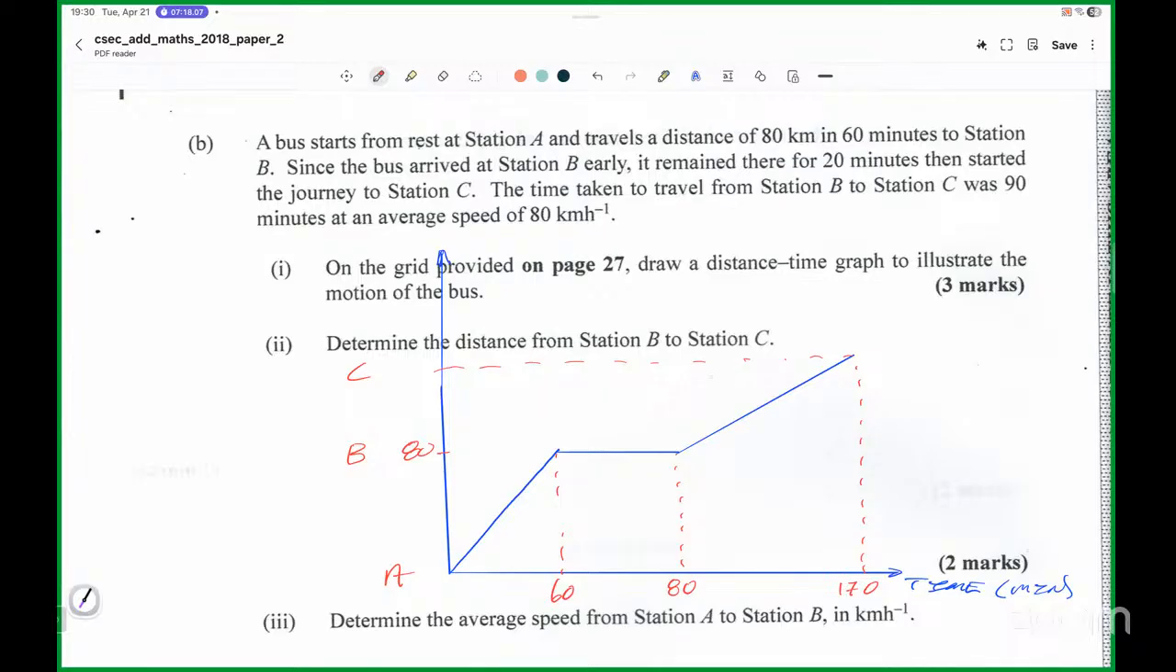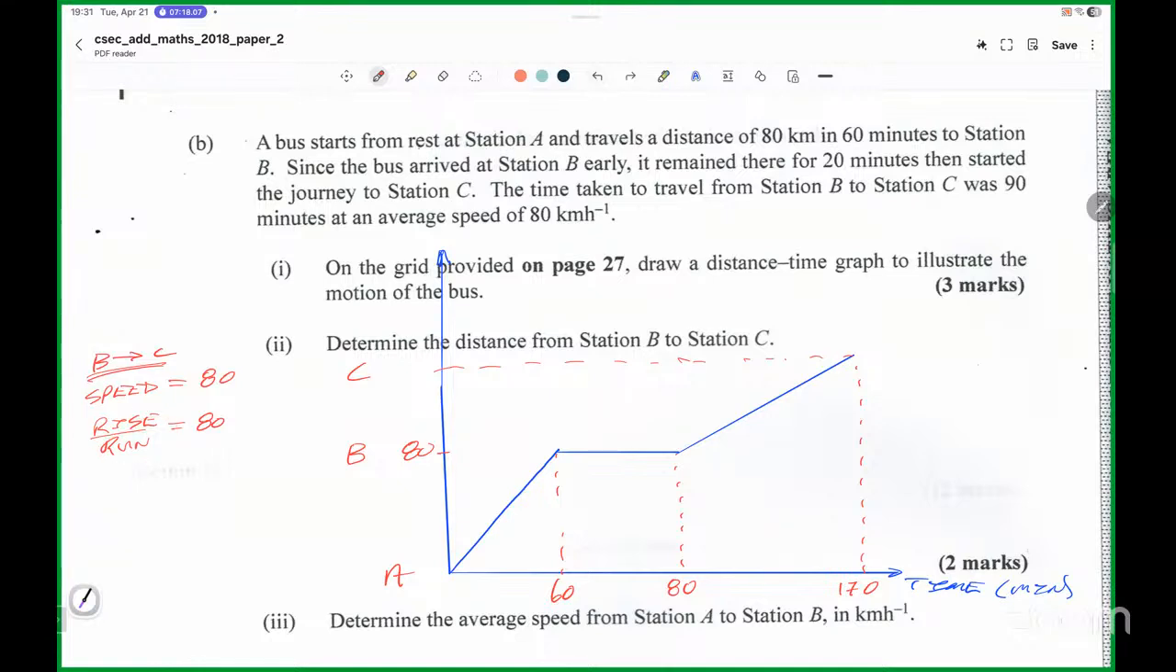So see here now. We know the grade of this line. Over this line, the speed is 80, right? Let's work it out. So from B to C, speed is 80. It means rise over run equals 80. The run is 90 minutes. You see that? The run is 90 minutes.